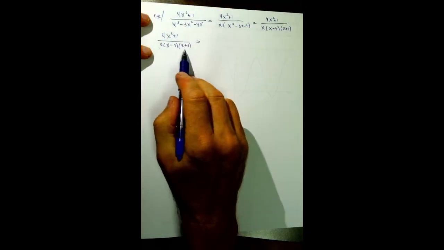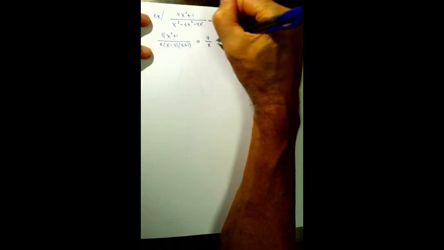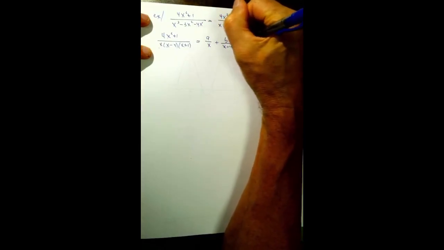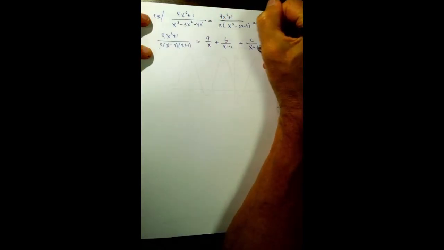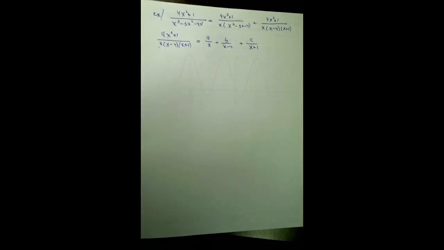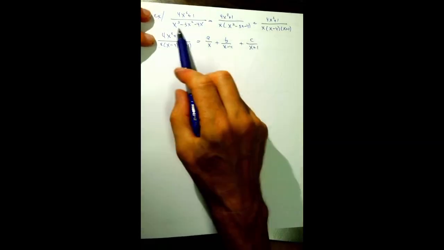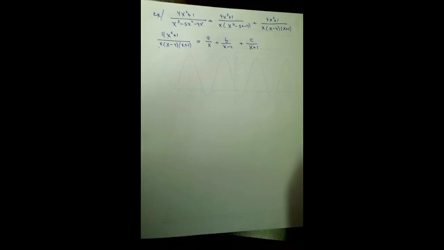The things that have a common denominator for this is a over x plus b over x minus 4 plus c over x plus 1. By the way, in the examples that follow, I'm not going to spend a lot of time factoring these things. I'm going to assume you know how to factor them. So I'm not going to waste time on that.